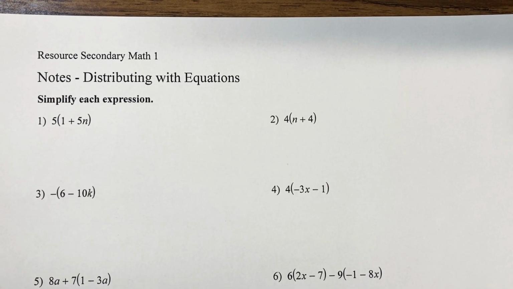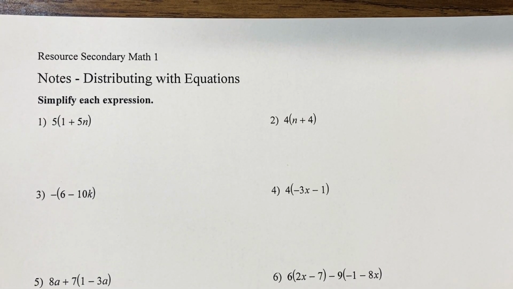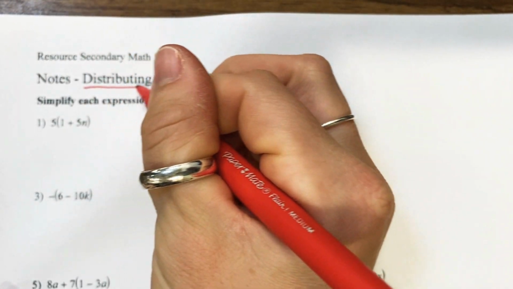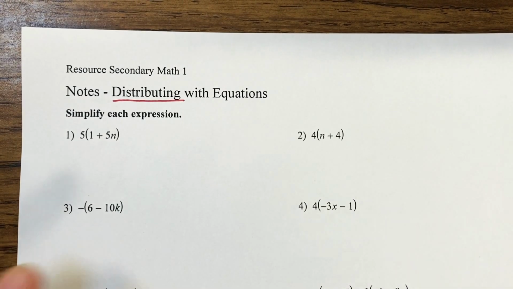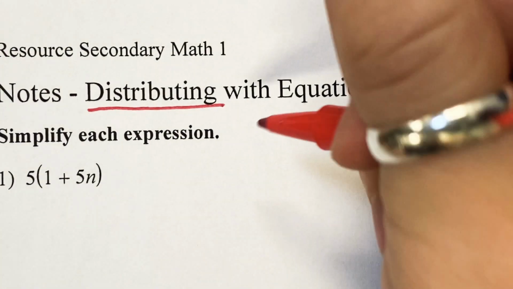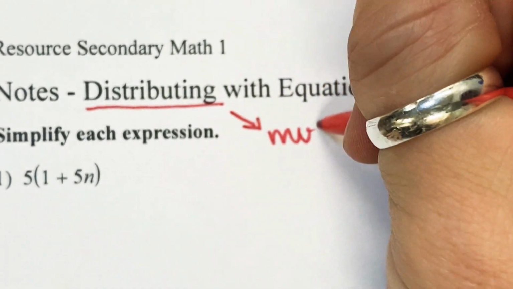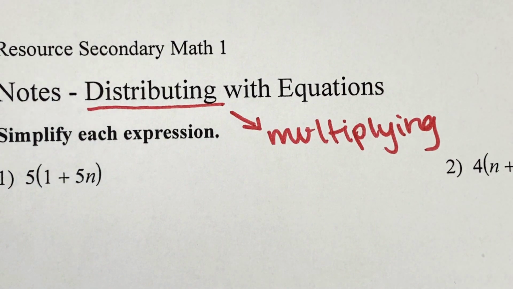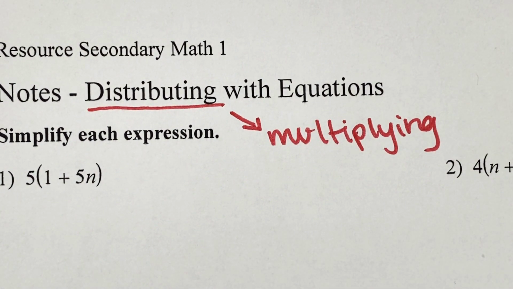All right, my secondary math 1 class, we are going to be building on what we talked about last time with distributing with expressions, and we are going to throw some equations into it, okay? So remember, what does distributing actually mean? Let's go ahead and define that. What are we actually doing when we are distributing? Okay, we are multiplying. Whenever it tells you to distribute something, it means to multiply it.